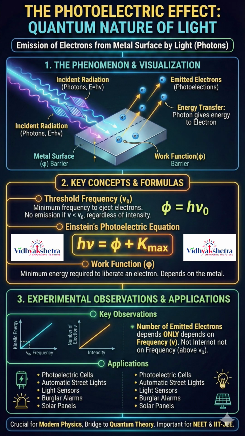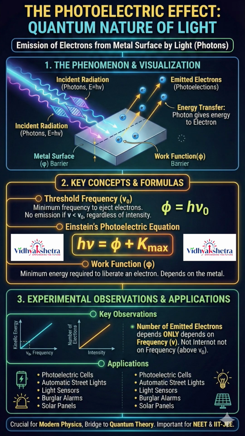According to Einstein's explanation, light consists of discrete packets of energy called photons. The energy of a single photon is given by E equals h nu, where h is Planck's constant and nu is the frequency of radiation. When a photon strikes an electron, the entire photon energy is transferred instantaneously to the electron. A part of this energy is used to overcome the work function, phi, of the metal, and the remaining energy appears as the kinetic energy of the emitted electron.